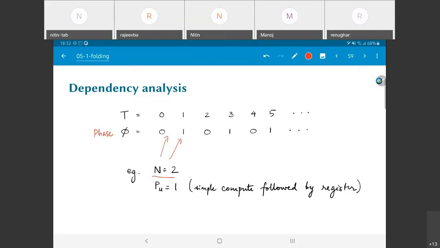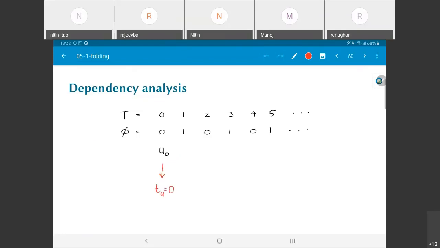Okay. So what would the pattern look like, right? At time zero, I could basically execute operation u0, that is the zeroth instance of operation u. So this happens at time tu. So tu, in other words, remember it's between 0 to n minus 1. In this case, what I'm saying effectively is tu is equal to 0. So u0 happens at time equal to 0.